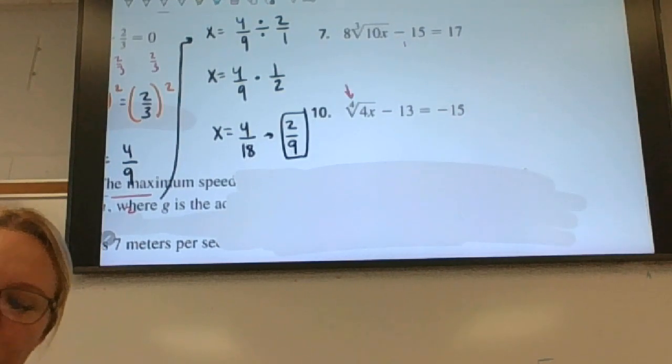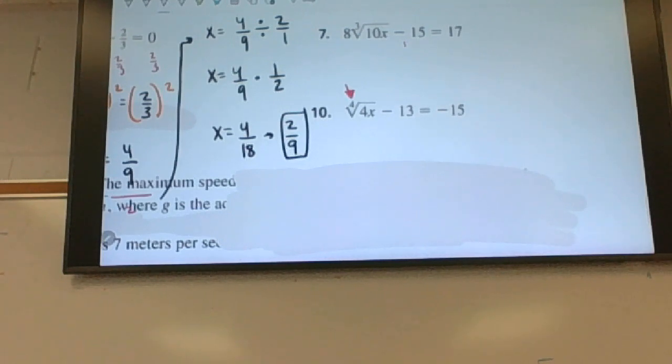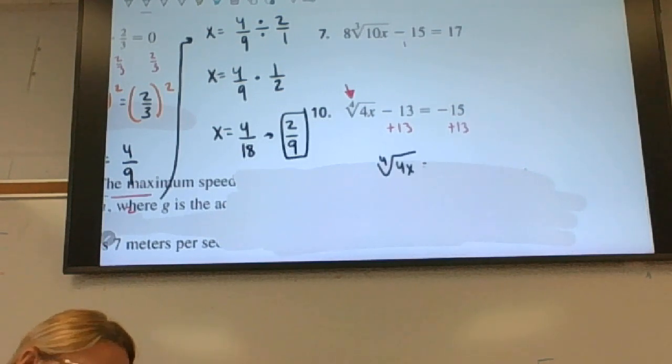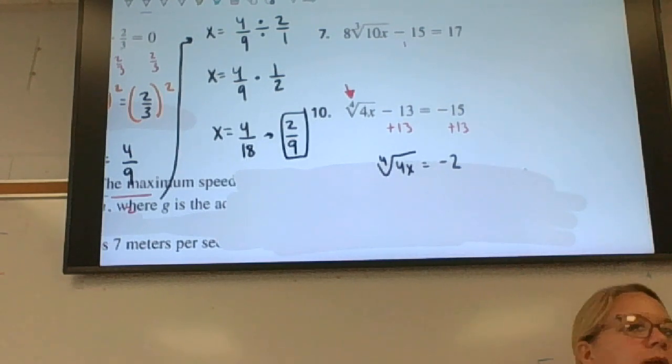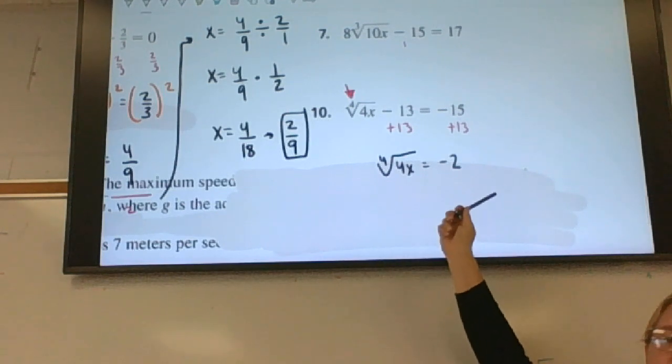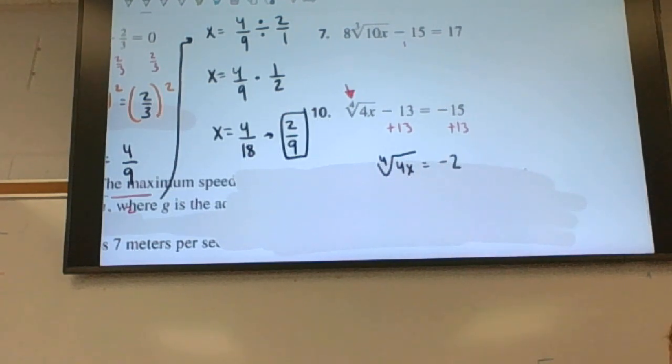10 is the first time for the evens anyway that I see a fourth root. That'll change things a little bit. I'm going to add 13 over. I have the fourth root of 4x is negative 2. Wait just a second. This to me looks wrong. So I'm going to bet if I continue through the steps, I'm going to find an extraneous solution. This is a contradiction. An even root should not have a negative result. Okay? So I'm going to continue, and when I check my answer, I bet it's going to come out false.